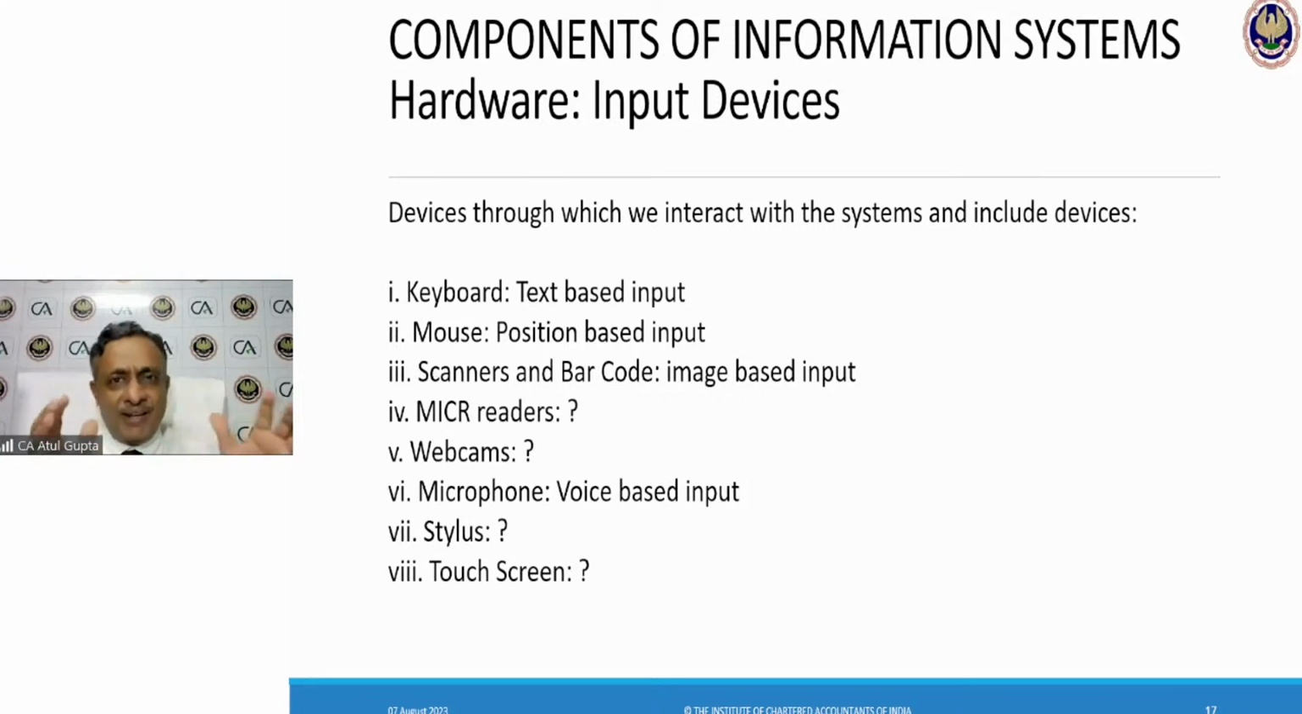Then webcams, we understand they capture. In fact, today, your mobiles have face readers, face reading locks, so it becomes an input device. Then microphone, a voice-based input device. Stylus, those of you who use some high-end phones which have a stylus where you can write on your mobile, those are stylus. And touch screen. Our mobiles are a good example of touch screen. So these are all inputs.